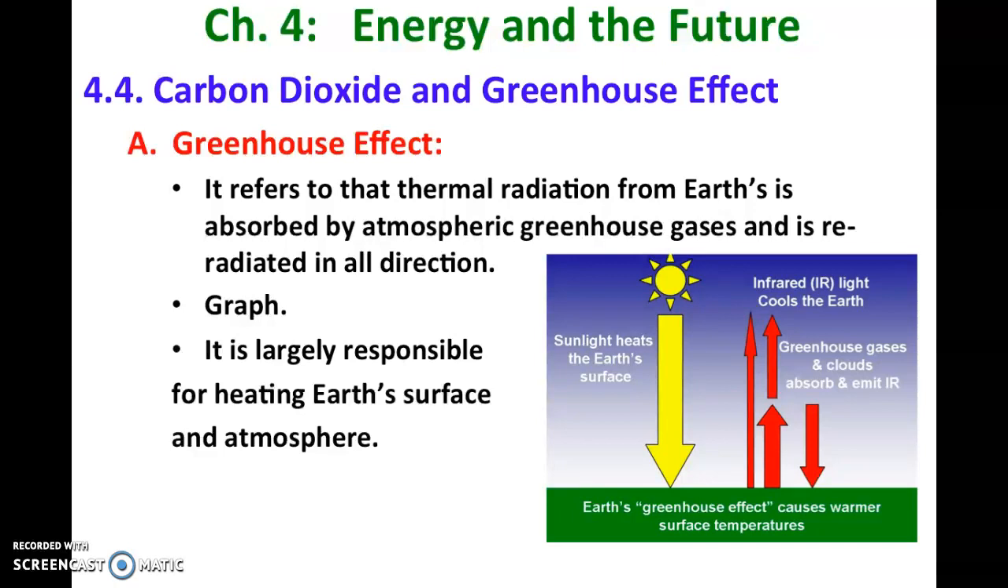Why does global warming occur, or why does the temperature increase? The reason is the greenhouse effect. It refers to the thermal radiation from the Earth being absorbed by atmospheric greenhouse gases and then radiated in all directions, especially back to the Earth. This leads to an imbalance between the radiation from the sun into the Earth and the radiation by the Earth out to space.